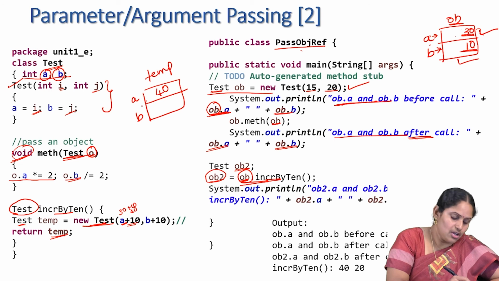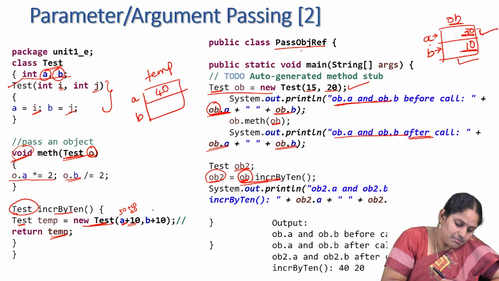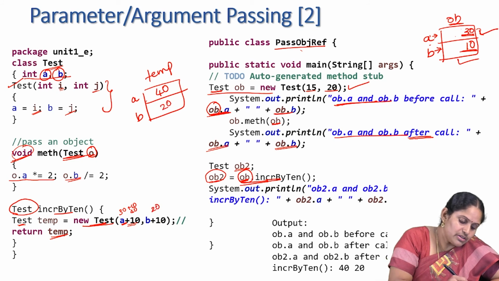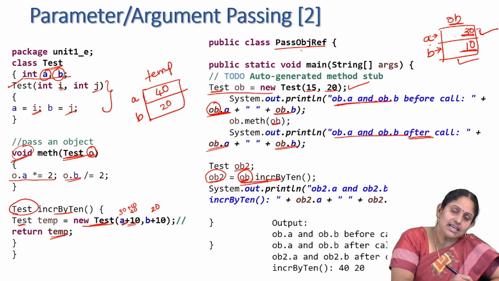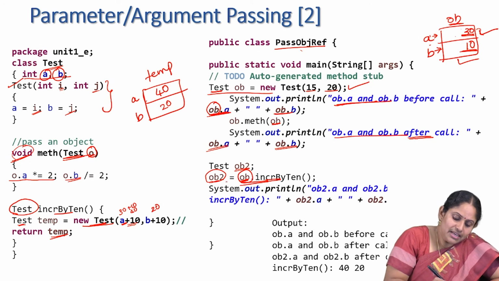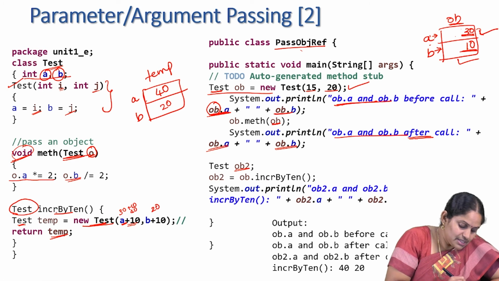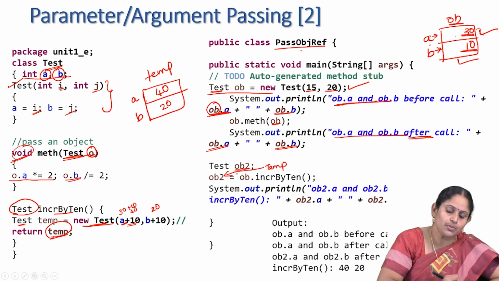Temp's A value is 40. Similarly, OB's B value is 10, so B plus 10 means it will come to 20. So now this temp is of class type test. It is another object created over here by this method. Now this method is returning this temp. That temp will be returned and stored into OB2.